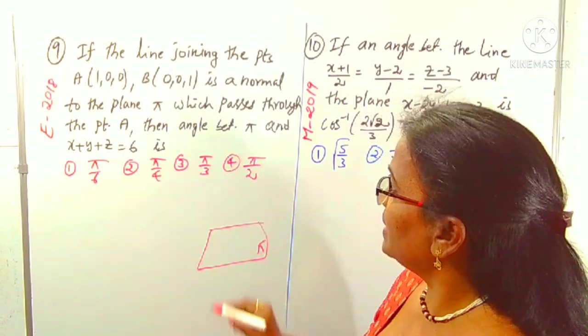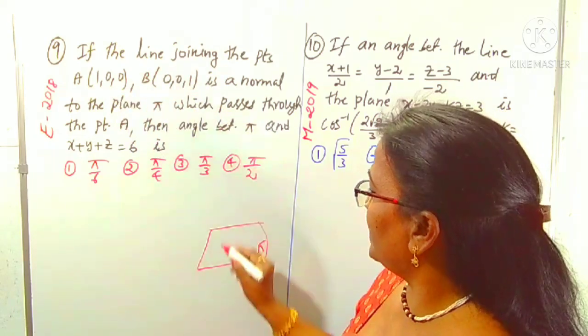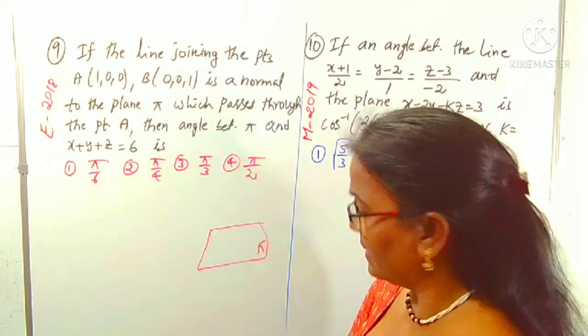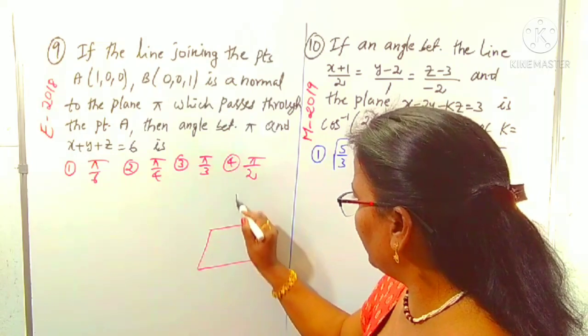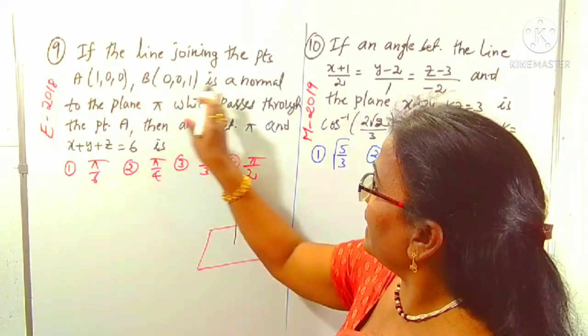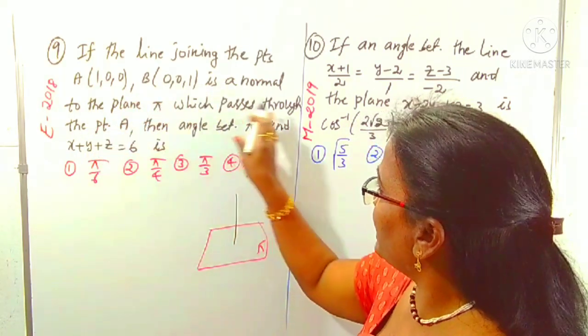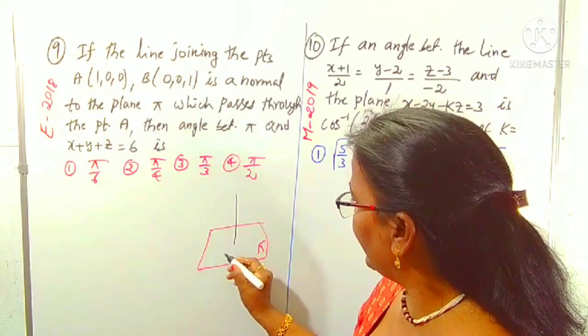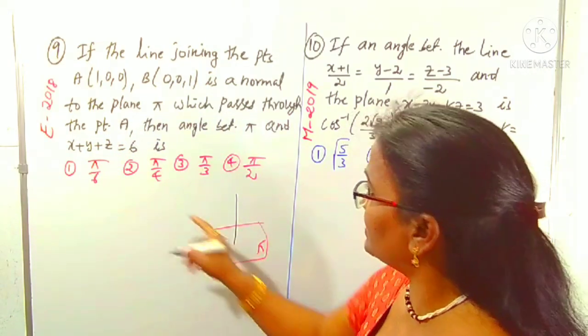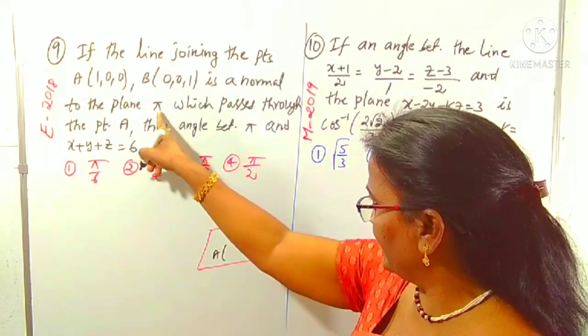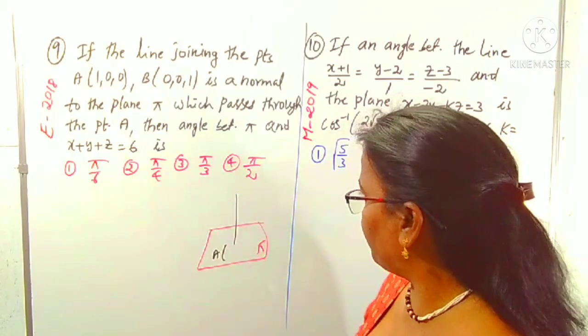This is a plane pi. The line AB is normal to this plane. Normal means a perpendicular line. AB is normal to the plane pi, which passes through the point A. Means what? A is here. We have to write in the plane because it is passing through A. That pi is passing through A is mentioned particularly.